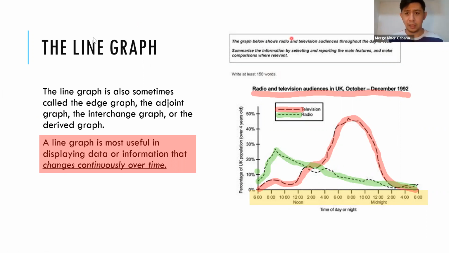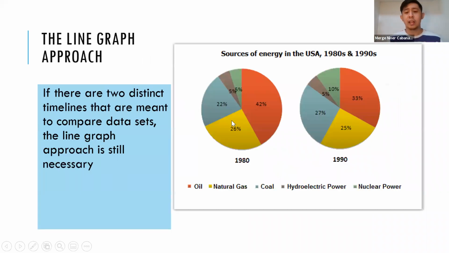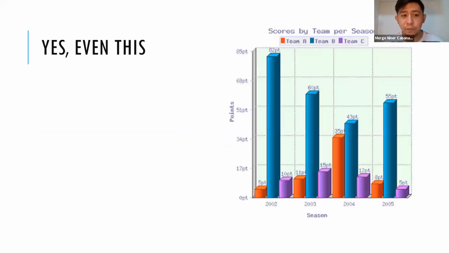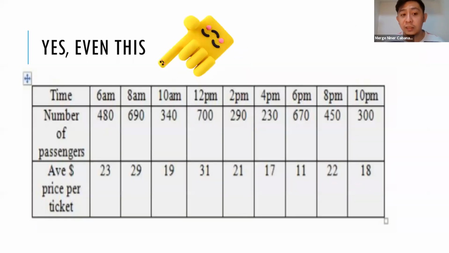So let me move on to my next slide now. All right. As I've mentioned previously, even though you do not see a line graph, it does not necessarily mean that you will not be using a line graph approach, because the line graph approach is very useful even though you will be seeing a pie chart like the one in front of us right now. It is also useful if we see a bar graph, the one that we see in front of us right now, and even a table. They are very useful.